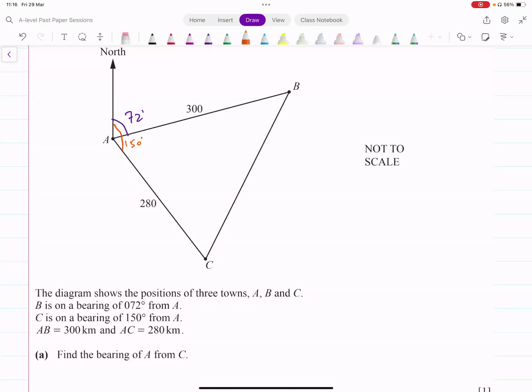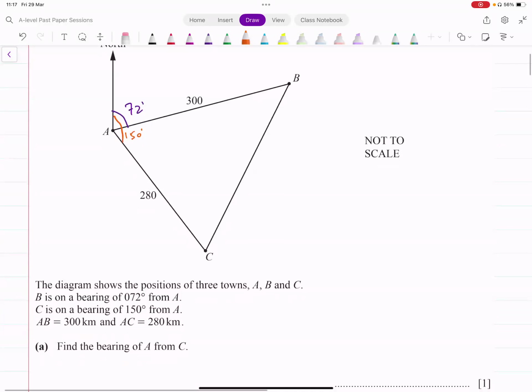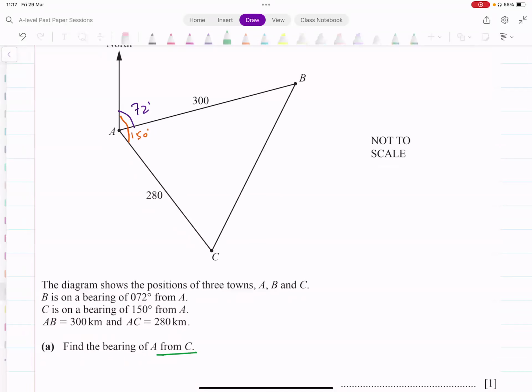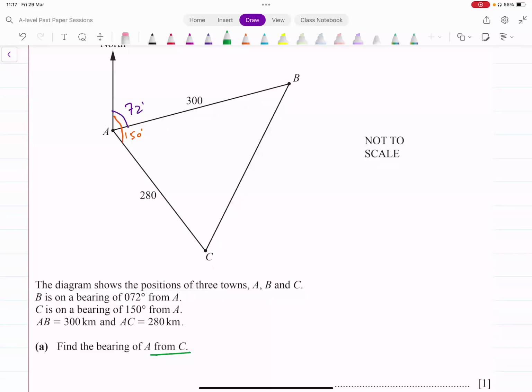AB is 300 kilometers and AC is 280 kilometers. All of that is given in the diagram already. We need to find the bearing of A from C. So from C means the north has to be at the point C. So this is where north is going to be. We want to find the bearing of A from this point. That means we're looking for this angle. Okay, that's what we are looking for.